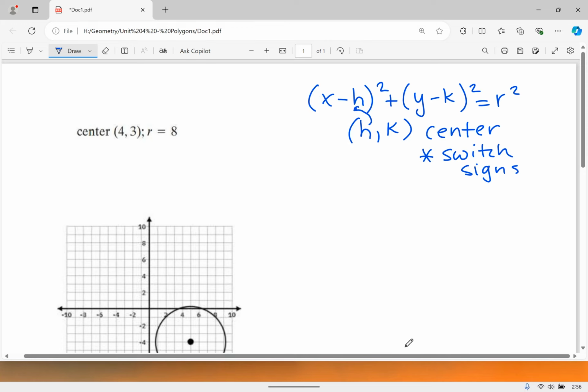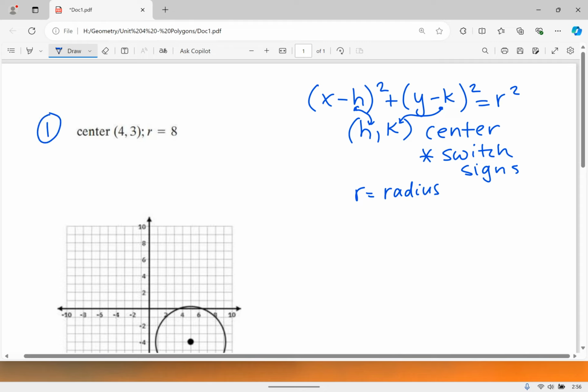So when we put them in, or when we take it out of the equation, we need to switch the signs. Remember, r is the radius of the circle. We will square it when we put it into the equation. If we take it out of the equation, we will use the square root of it.